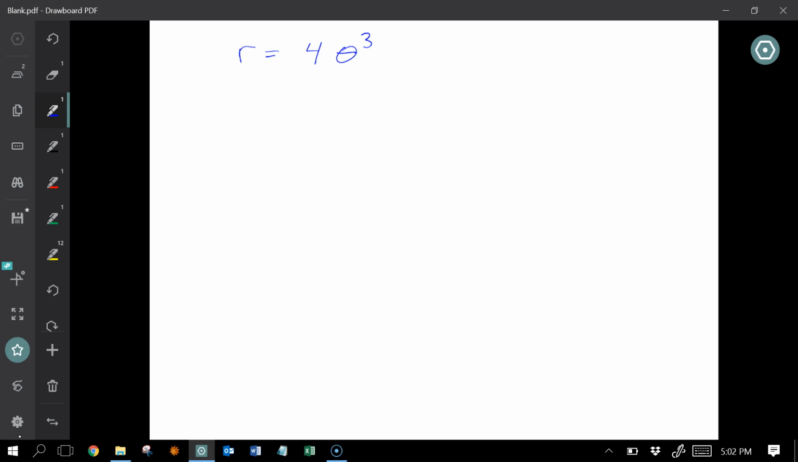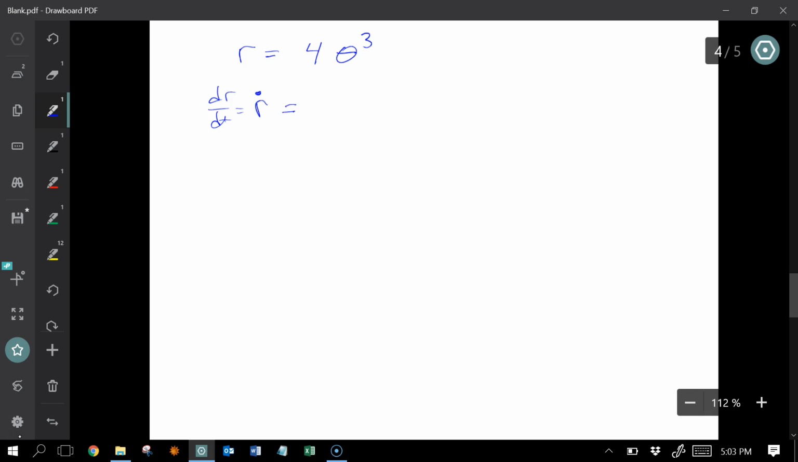So suppose you have some function like r equals 4 times an angle cubed, and r and theta are both functions of time. So as time goes by, these guys change. They're not constants. And what I want to do is find the derivative of r with respect to time. Those things are going to be called r dots. So a dot means the time derivative of this. Okay, so let me show you how to do it.